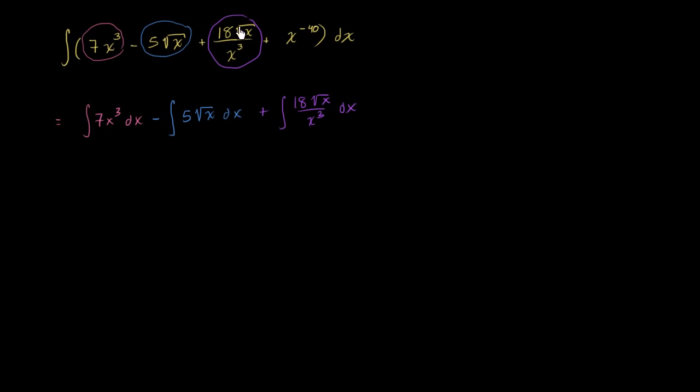And then finally, I'm running out of colors here. I need more colors. We can take the antiderivative of this. So plus the antiderivative of x to the negative 40th power dx. So I've just rewritten this in color-coded terms. So let's take the antiderivative of each of these.